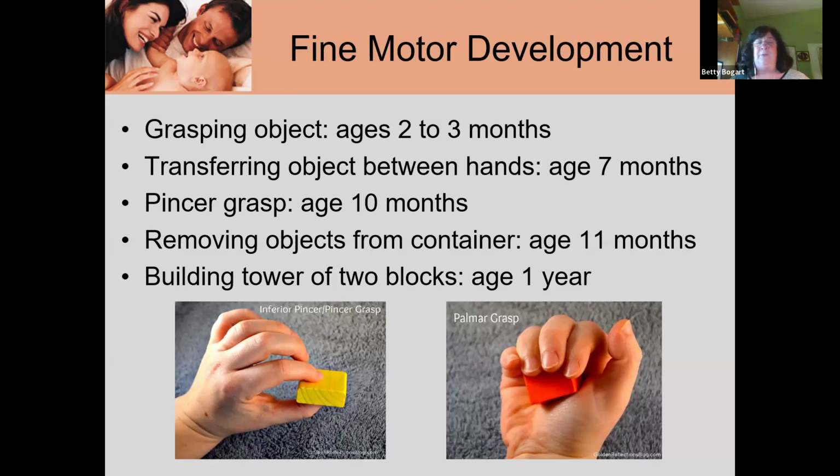Then they should be able to take objects out of containers about 11 months old. And by 1 year old, they should be able to build with 2 blocks. Now, that might be 3 or 4. I mean, all kids are different. I think Christian, my last grandson who lived with me, he was doing blocks of 3 or 4 at that time. I was like, oh, look, he's ahead. Well, he didn't walk till he was 15 months.